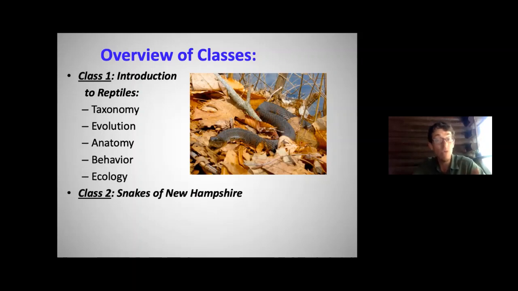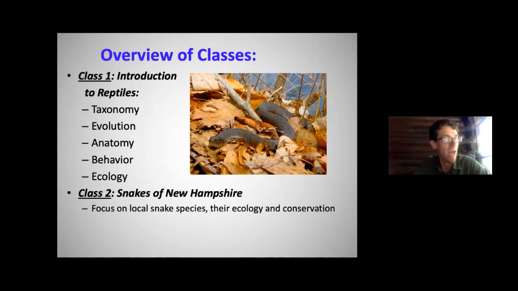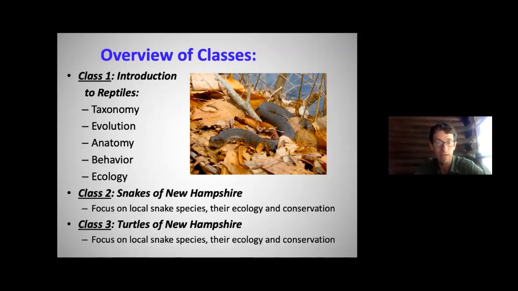And then class 2, we will get more detail into snakes, and especially snakes of New Hampshire. So we'll have a profile on all our local species and how to ID them, and a little bit more about their ecology and conservation status as well. And for class 3, same thing with turtles. We'll be delving into our local turtle species and turtles in general, and talking more about some of their conservation issues and ecology and things like that. So that's our overview.